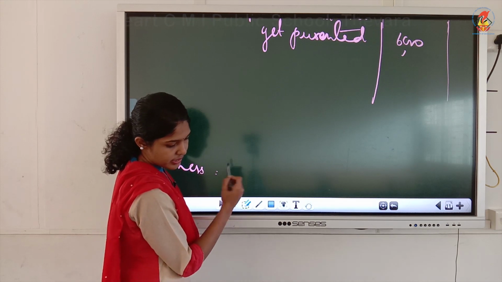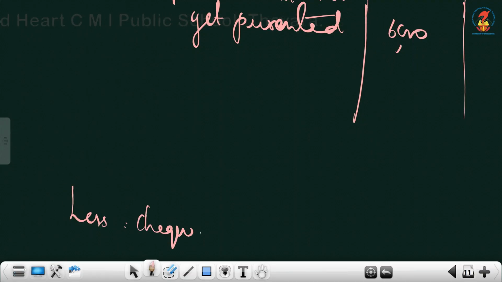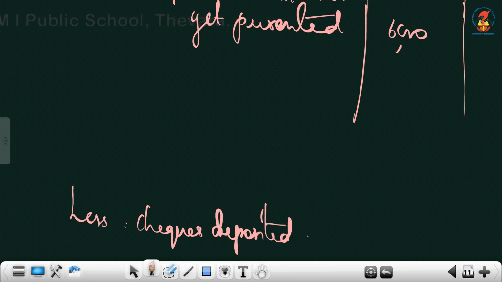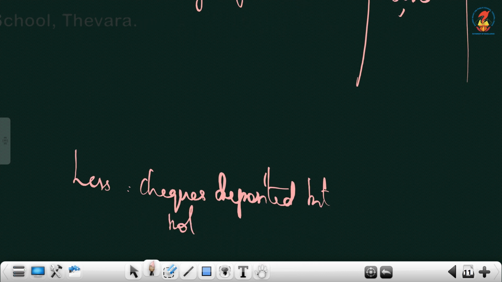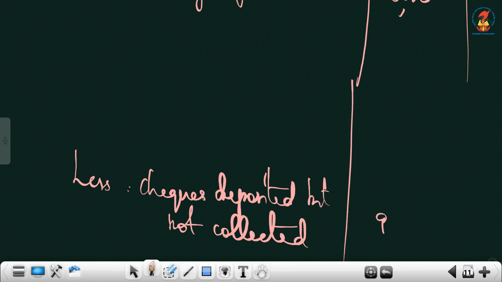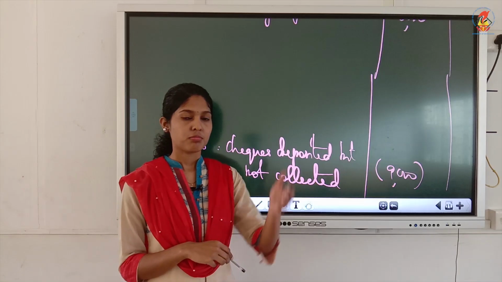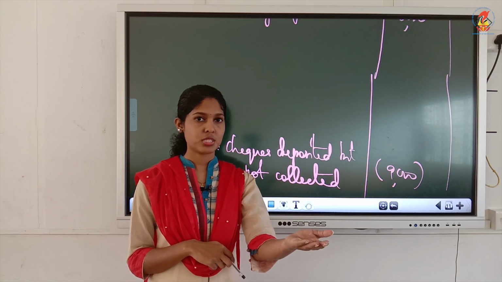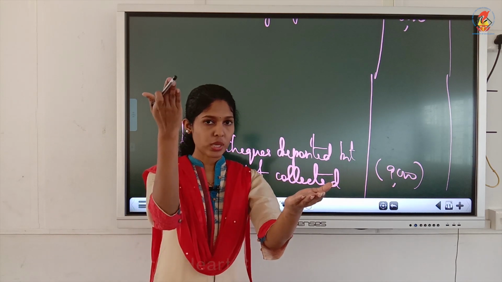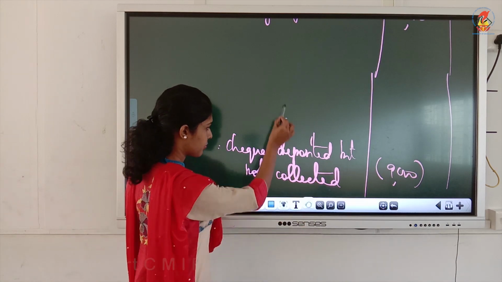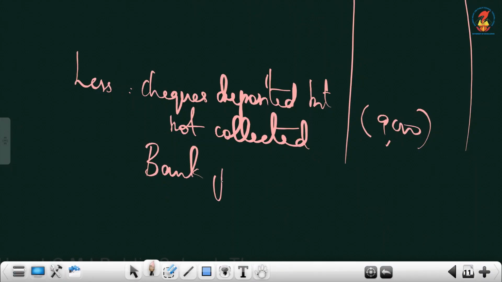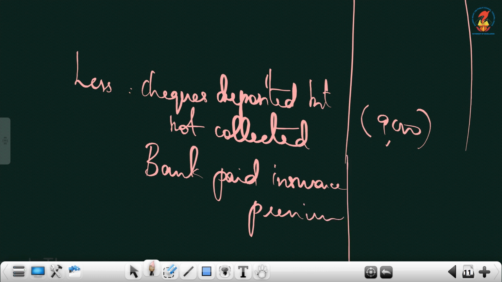Here we have altogether 7 transactions. So, leave enough space and write less. Checks deposited but not collected. Amount is 9,000. Less items, so within brackets. Then bank paid insurance premium. So, bank passbook will get reduced. Since bank is making payment, passbook will go down. So, cash book also we have to deduct. Amount is 5,000.